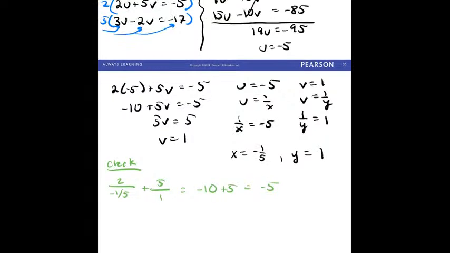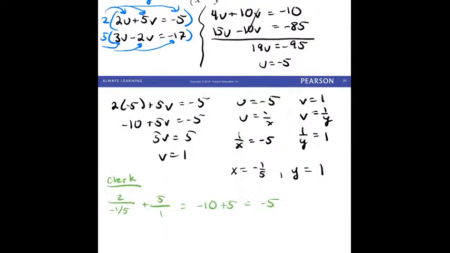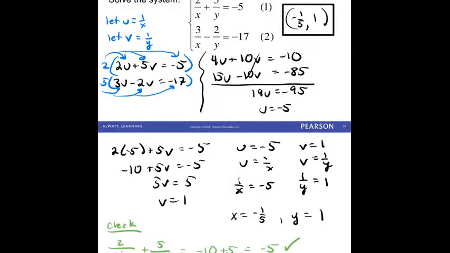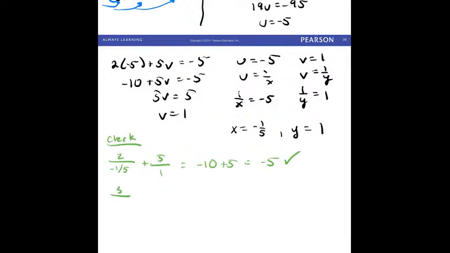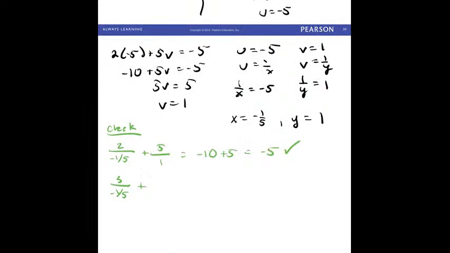And then the second one, we're going to say 3 divided by negative 1 by 5 minus 2 divided by 1. That's going to be negative 15 minus 2, which is negative 17. And negative 17 is the desired result there as well. So then we can stand by this result.